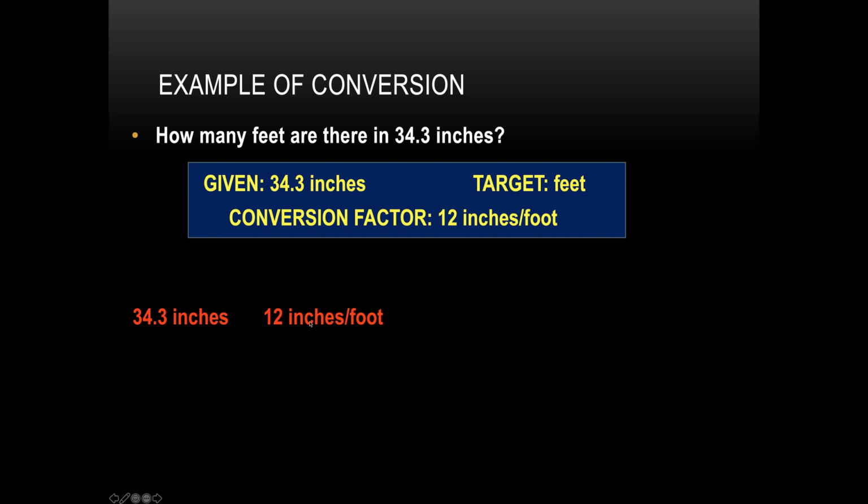Well, this time, the unit we're trying to cancel out is in the numerator. So how do we cancel it out if the unit we're looking to cancel out is in the numerator? We divide. And by dividing, inches will cancel and leave us with feet. And when we do the division, we get, wow.